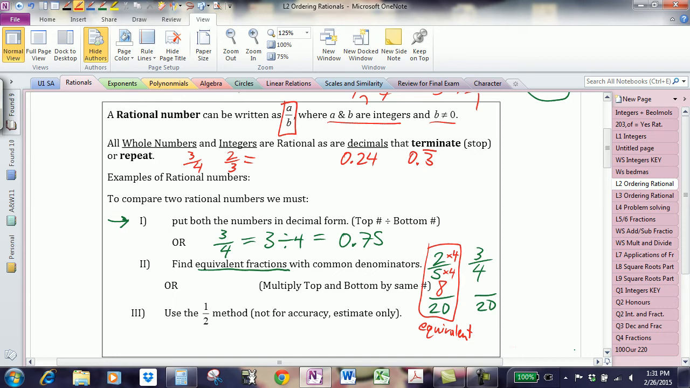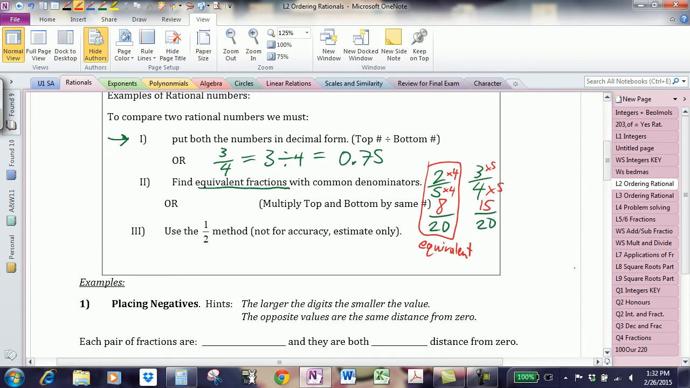What about the 4? What 4 times what equals 20? 5. And so we get 15. And so we can clearly see that 3/4 is larger than 2/5 because 15 is larger than 8. So you would just compare the numerators. Okay. Good.